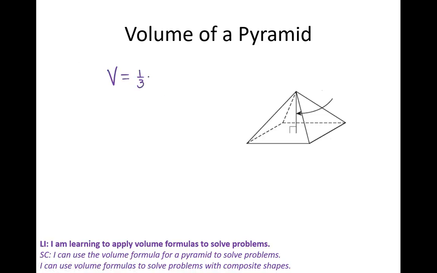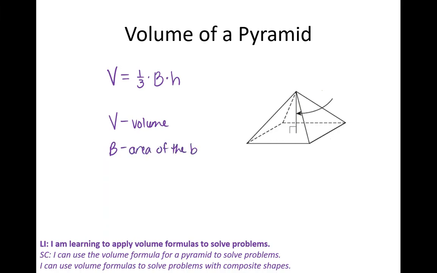All right, so the volume of a pyramid. First of all, the formula is V equals 1/3 times the area of the base times the height. So we'll go through and talk about that. V, of course, stands for volume. The 1/3 is 1/3. The capital B, as we've seen, stands for the area of the base.